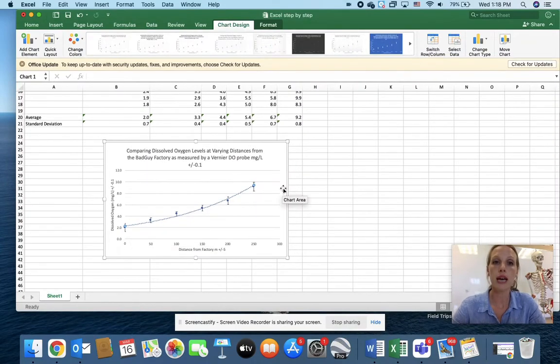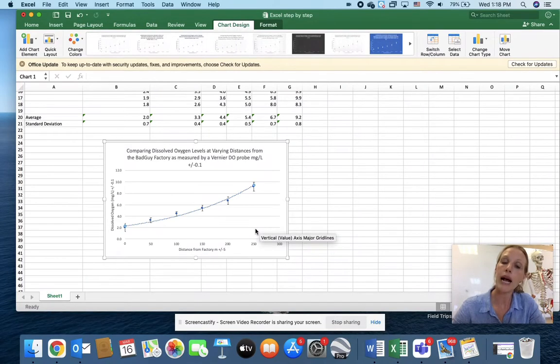So looking at the data now, I want to do my overall patterns and trends. Well, as the distance from the factory increases, the dissolved oxygen levels increase. The dissolved oxygen level is lowest at 0 meters away from the factory and highest the further I get away, at 250 meters from the factory. So that's the first thing I want to look at, patterns and trends.